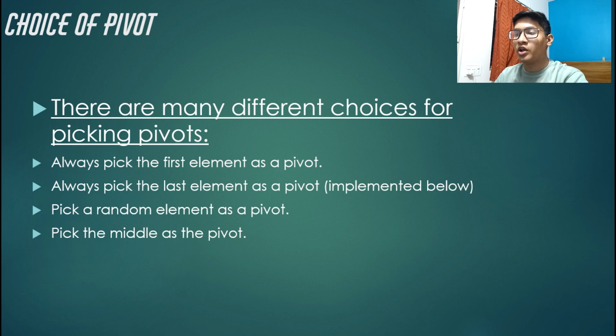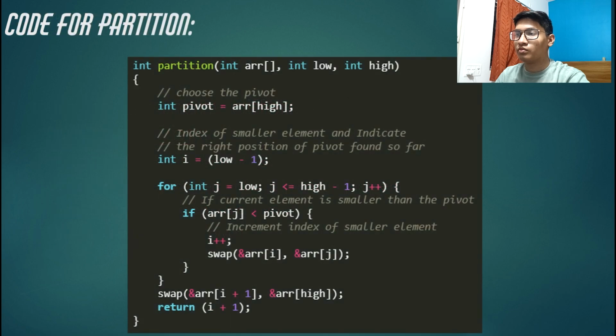Now the third one, pick a random element as the pivot, meaning pick any element inside our list. Now pick the middle as the pivot. Whenever we have a list, we can also choose the middle part as our pivot, and then we will have two subsets.